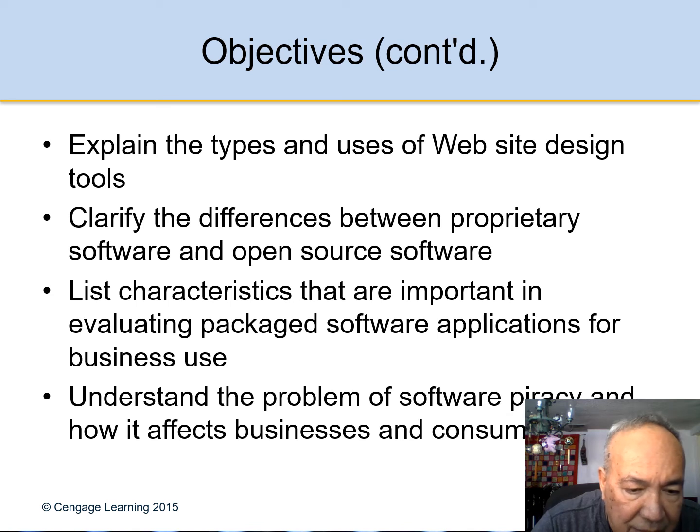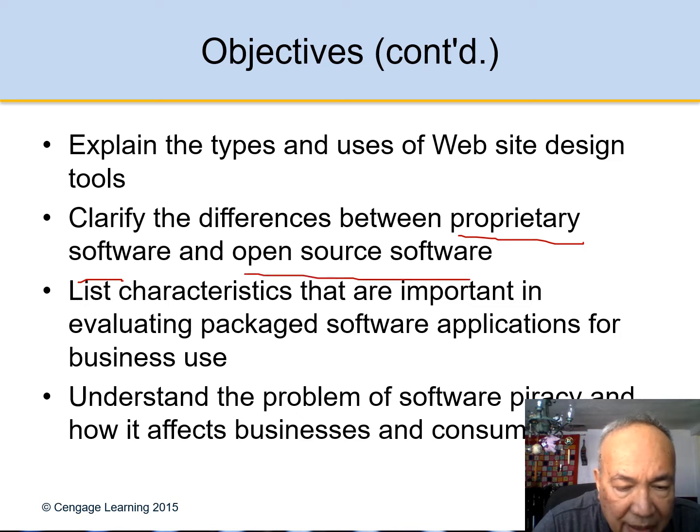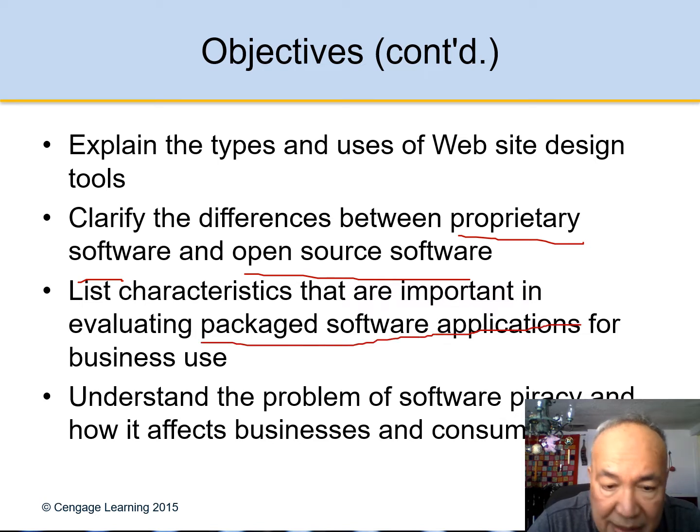And then these are other ideas. Explain the types and uses of website design tools. Clarify the difference between proprietary software and open source software. List the characteristics that are important in evaluating packaged software applications like the Office for business use. Understand the problem of software piracy and how it affects the business and consumers.